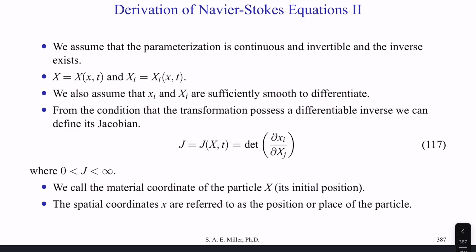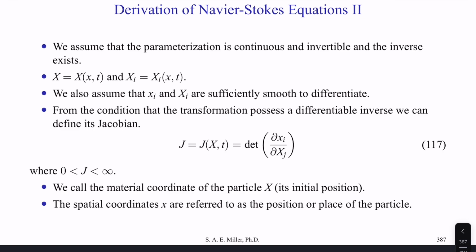We'll assume that this parameterization is continuous and that we can invert it, and we'll assume that the inverse exists. So we can write capital X as capital X function of little x in t, and also the components. We'll assume that xi and cap xi are sufficiently smooth and they're differentiable.